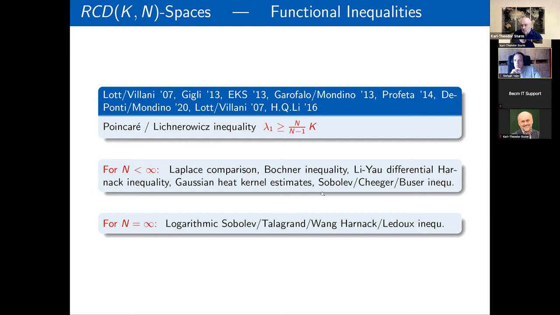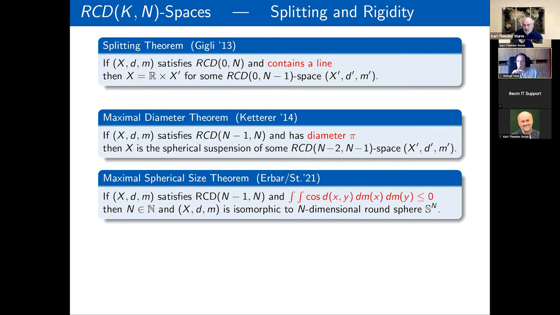And in the case of infinite dimension parameters, there is the log-Sobolev inequality, Talagrand inequality, Wang-Harnack inequality, and Ledoux inequality. And the final class of results of fundamental importance: splitting theorem and rigidity results. So the splitting property is one of the fundamental consequences of non-negative Ricci curvature in the Riemannian setting. And here in the singular setting, the splitting theorem due to Nicola Gigli says that if a space satisfies the RCD(0,N) condition, so if it has zero lower bound for the curvature and N upper bound for the dimension, and if it contains a line, a geodesic of infinite length, then it splits off a linear factor. So it's a product of R and another RCD space.